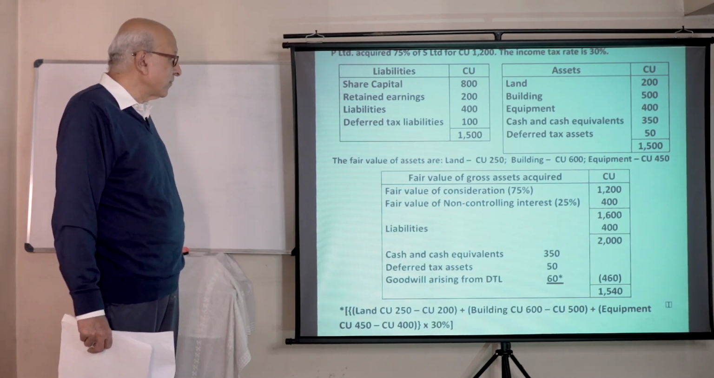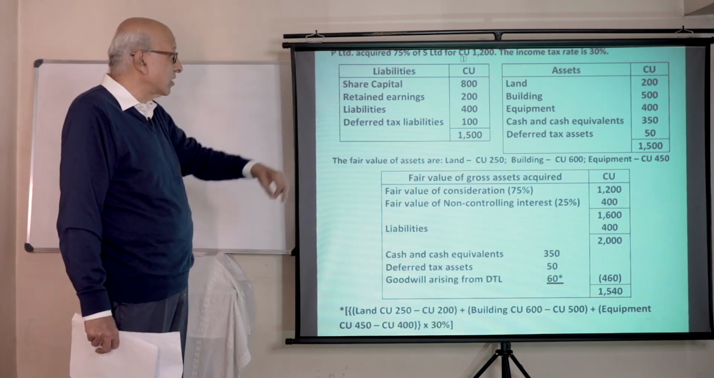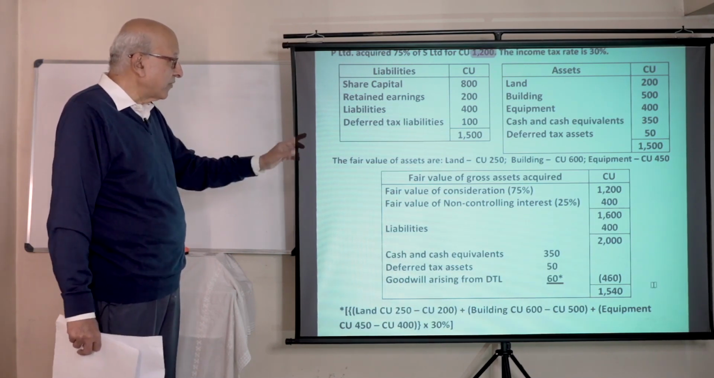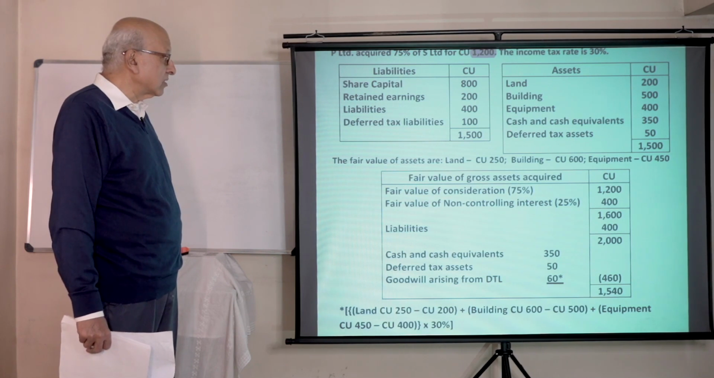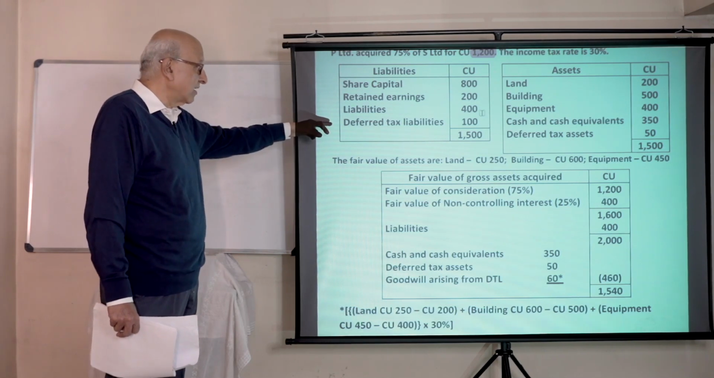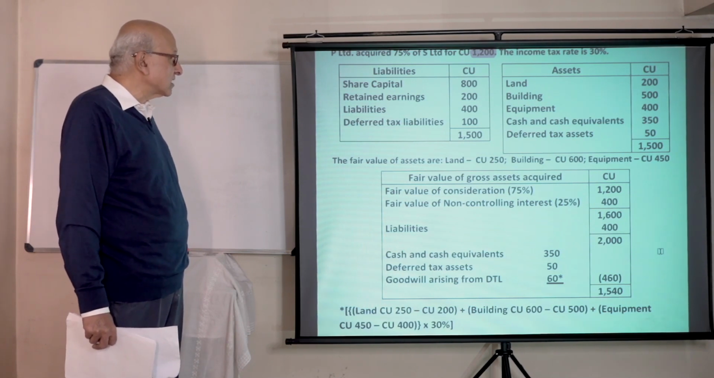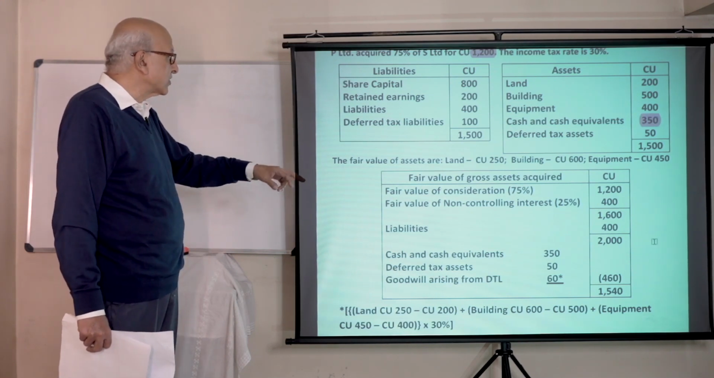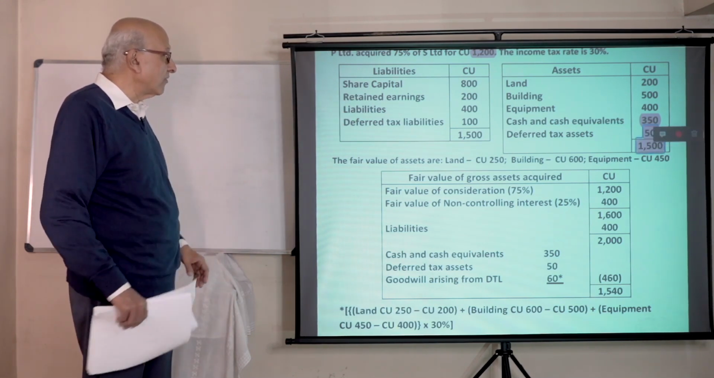Now first thing, fair value of consideration, we write down that they have paid, you see, 1,200 for 75% value. Then fair value of non-controlling interest. If 75% is 1,200, 25% is 400. So total is 1600. Then we need to add back what? Liabilities, but not deferred tax liabilities. Total is 2000. Then what are to be excluded? Cash and cash equivalent. You see here it is given 350. Next, deferred tax assets 50. You see it is 50. And lastly, goodwill arising out of deferred tax liabilities.